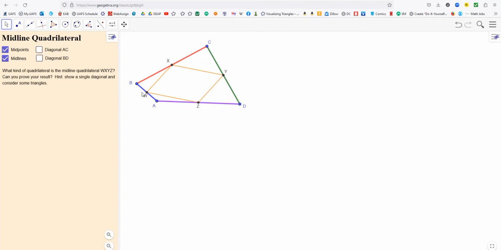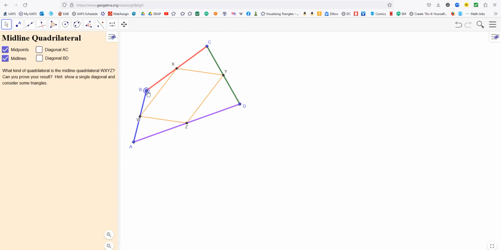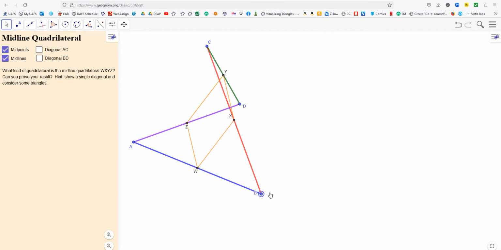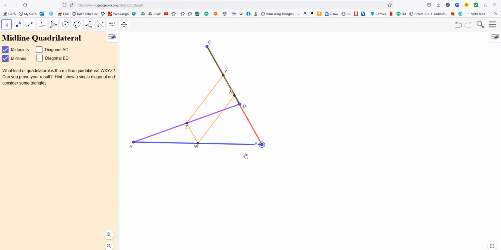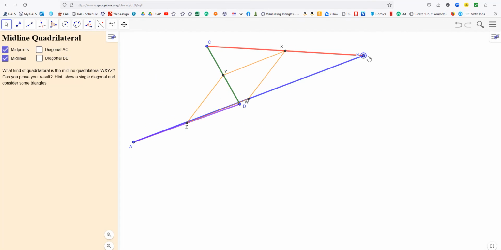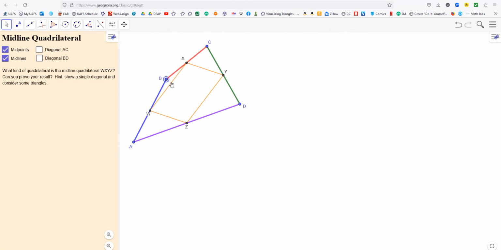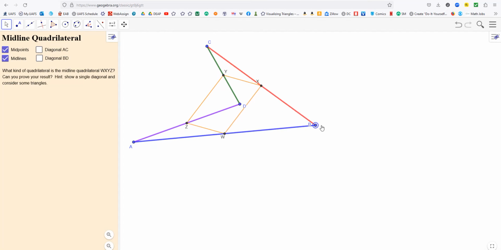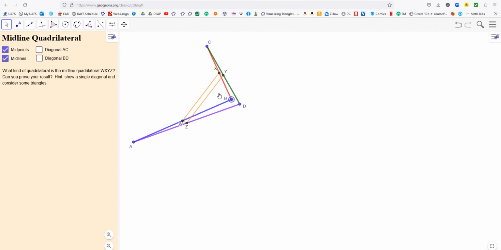Well, if you did this yourself, you constructed a general quadrilateral like this. You made the midpoints of the sides and then the midlines. What shape does that look like? Well, sometimes it's a rectangle. Okay, well, it looks like it's always a what? Looks like a parallelogram. Even when it's convex, even when it's not even simple, it even works. It looks like it stays a parallelogram.